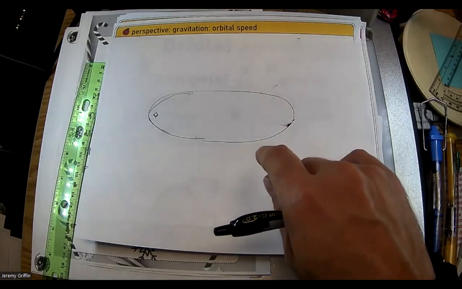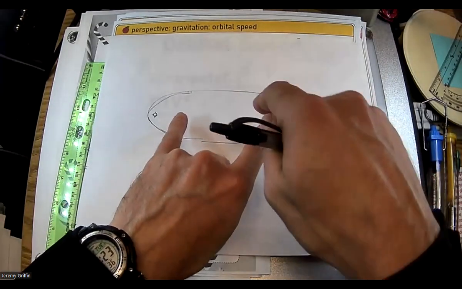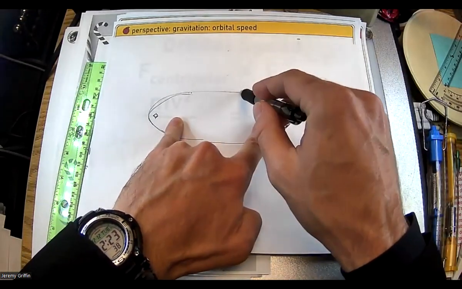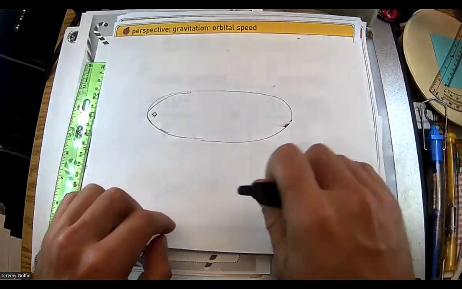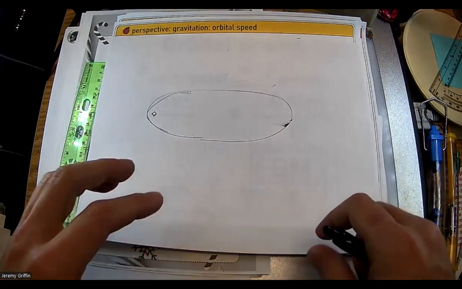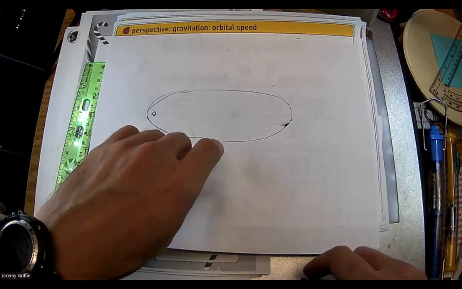You guys remember a few weeks back, I gave you some string. You made a loop of string, put down a couple of pins, and took a third pin with the string, and then went all the way around. Right. That made an ellipse. Now planetary orbits are slightly elliptical.